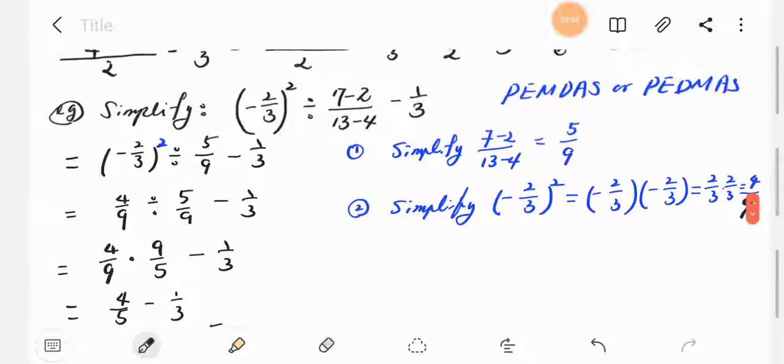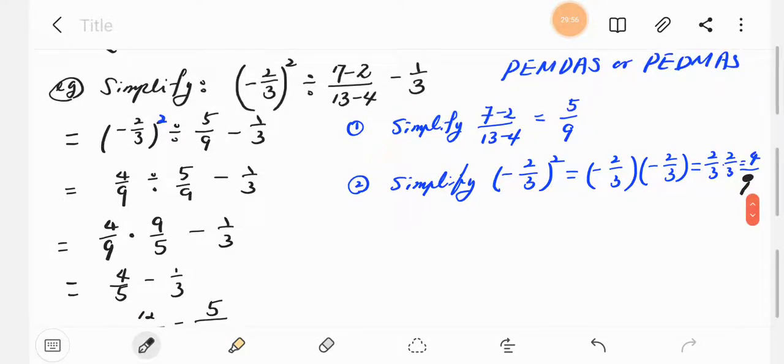Okay, so each expression is different, but when you simplify it, what do we do first? Parentheses first. Simplify inside the parentheses first, and then the exponential form. Then what? Multiplication and division come together, so do it from left to right. And then finally add and subtract. All right, so that's it for this section.